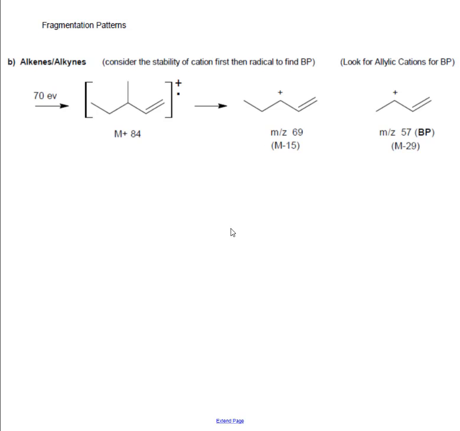Your ultimate goal is that you want to find the allylic carbon. That's what you're looking for. And it's either going to be for the triple bond or for the double bond, doesn't matter. The carbon that's next to the pi system, okay? Now, you can either break this way or that way. If you break this way, m/z 69, right? 84 minus 15 is 69. So the methyl is the radical, CH3 radical.